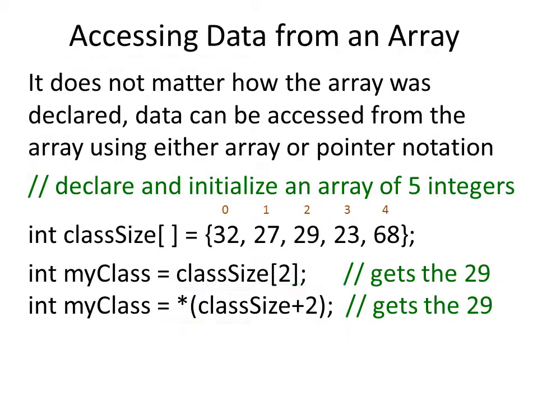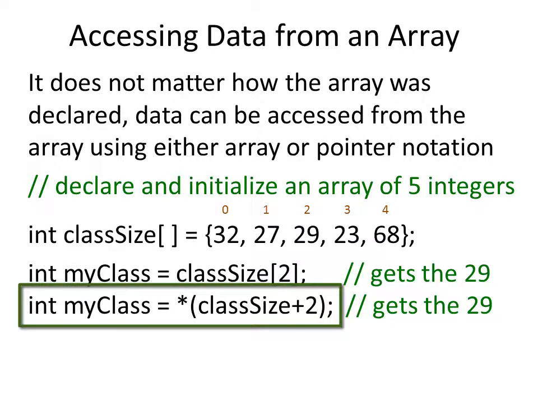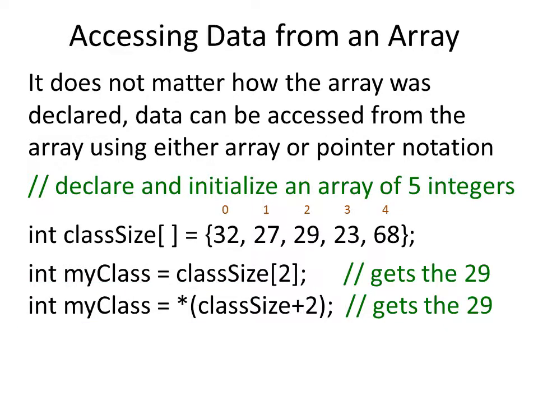I could use the pointer notation just as well. I could say int my class equals star, and then in parentheses say class size plus 2, close parentheses. That's also going to get me the third element in the array, which is a 29. I have to make sure I use those parentheses.